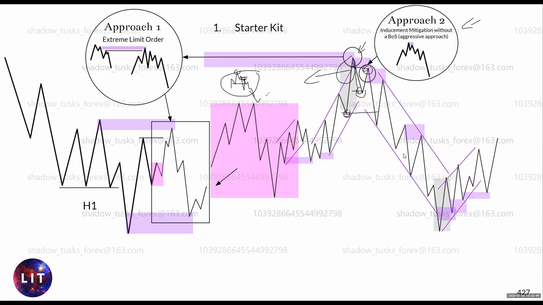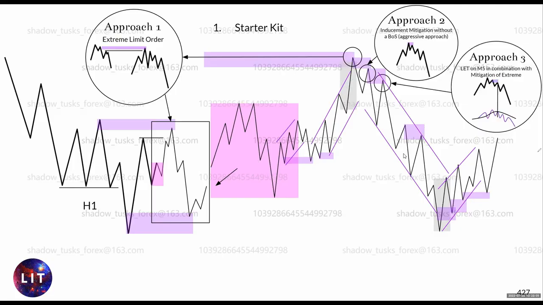So again, that's how you use multiple time frames, but as this is just the M5, sometimes you don't have a break of structure. That's why you look for the M1, and chances are that you have a break of structure in here, maybe even a LET, all that stuff. Again, if it's a LET, approach number three.